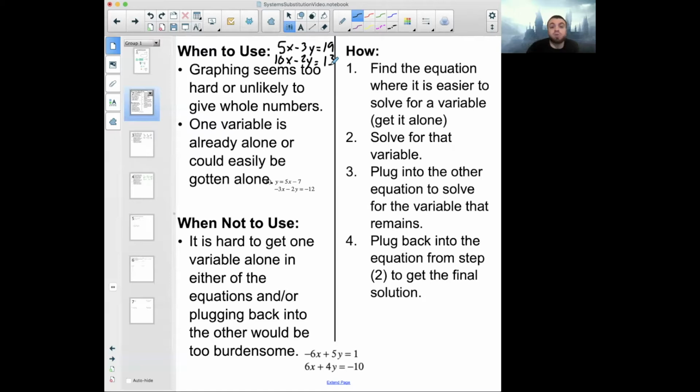Another time you really want to use substitution for sure. Definitely, if you encounter a case where one variable is already solved for, it's alone, or you could easily get it alone. So if you look at this example right here, you can see that y is already alone. So you can just take 5x minus 7 and you can actually substitute it for y in the other equation, as we're going to see.